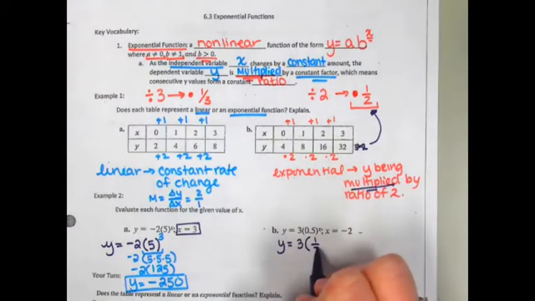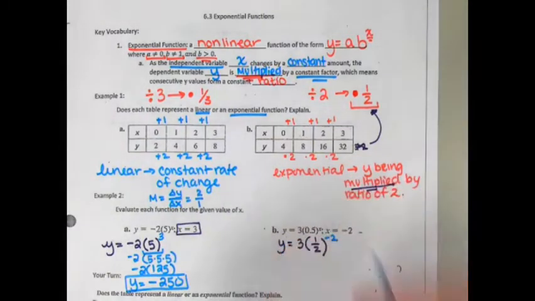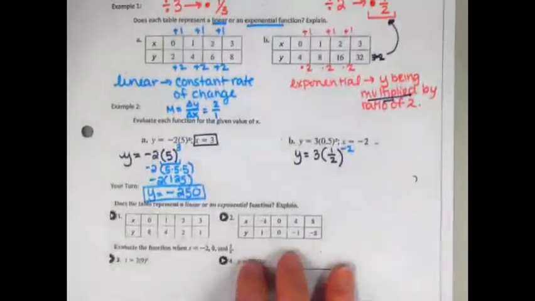1/2, raised to the x power. And what's my x? -2. What does a negative exponent do? How do we get rid of negative exponents? We have to flip it, right?